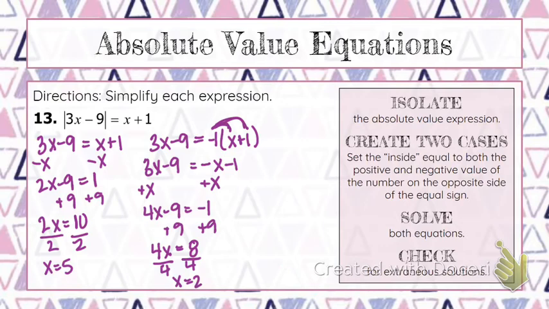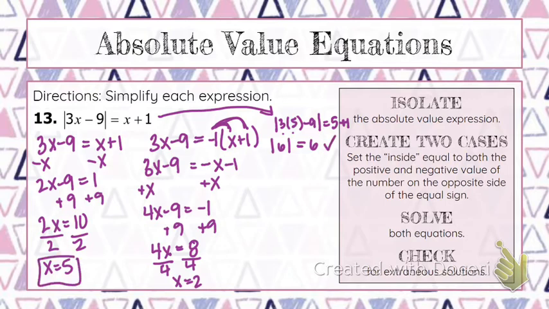So now we have to test both of our answers to see if they work. This is the only version of the equation we have, so that's what we're going to use. Our first option to test is x equals 5. So we'll have absolute value of 3 times 5 minus 9 equals 5 plus 1. So 3 times 5 is 15, minus 9 is positive 6. 5 plus 1 is 6. The absolute value of 6 does equal 6, so 5 is a possible answer.